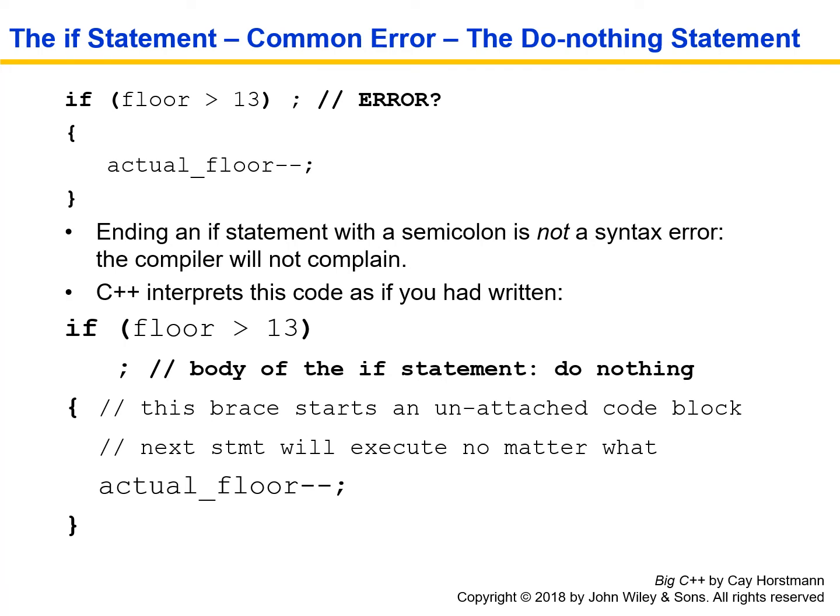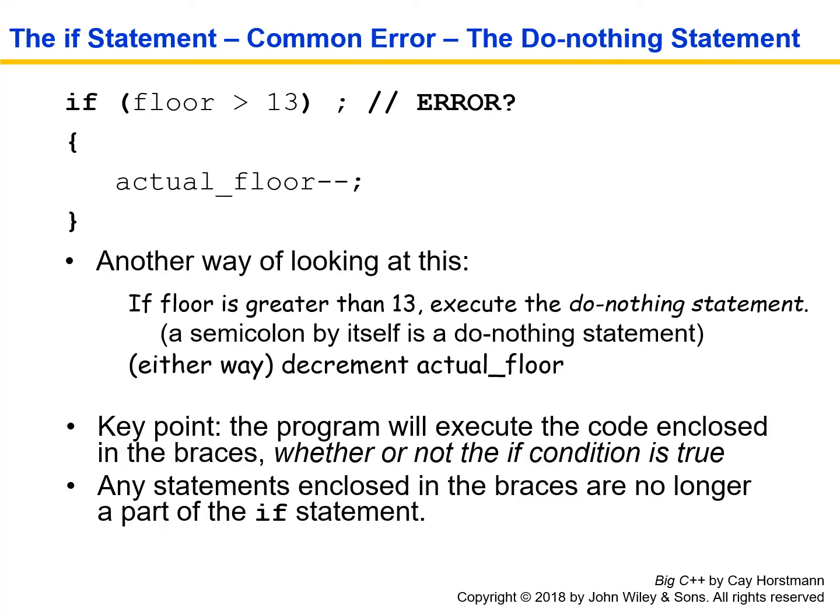And then what happens to the curly braces and the actual floor minus minus, they become what's called an unattached code block, a code block that isn't part of an if statement or a while loop or any other thing. It's just there. C++ allows that. It allows you to put in code blocks that are just there without any reason to be there, and so the compiler won't complain about that either. But what's going to happen is actual floor minus minus is going to execute whether floor is greater than 13 or not, because it's no longer attached to the if statement.